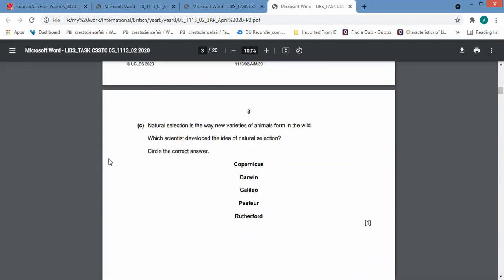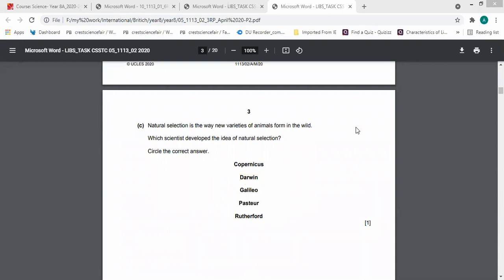Okay, natural selection is the way new varieties of animals form in the wild. Which scientist developed the idea of natural selection? Copernicus, Darwin, Galileo, Pasteur, Rutherford. Which one? Darwin. Yes, Charles Darwin. Excellent.